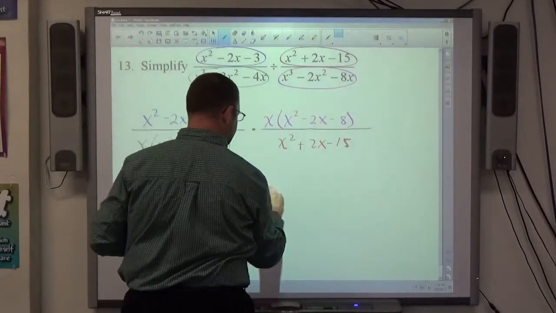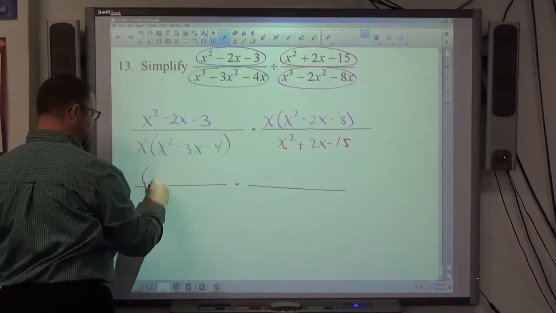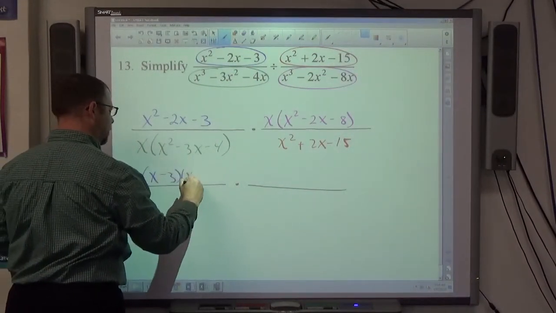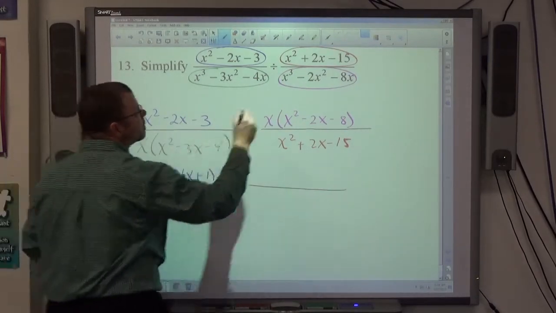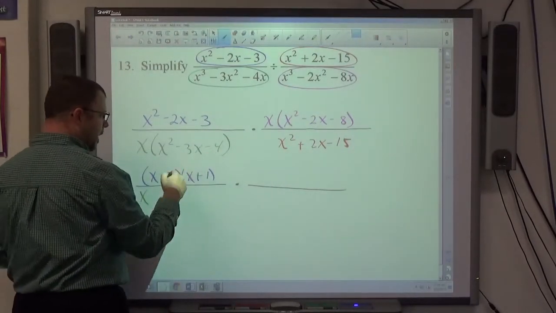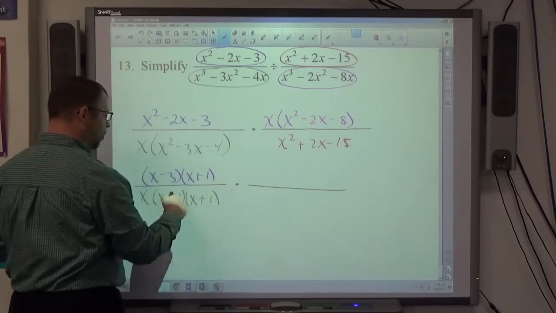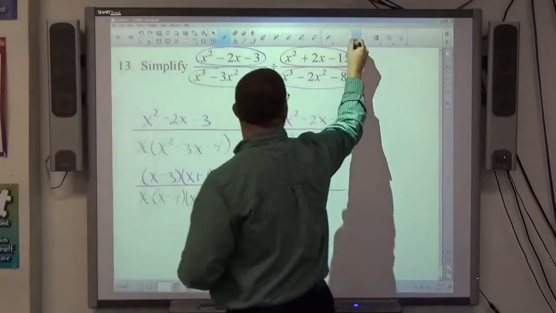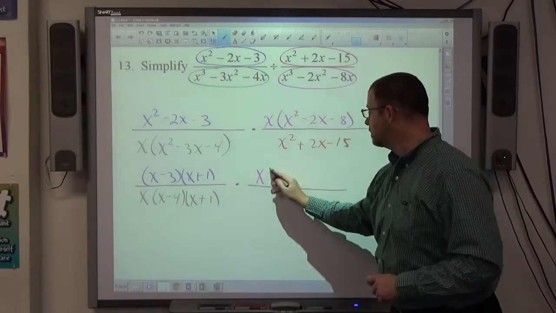So negative 3 times 1 is negative 3, negative 3 plus 1 is negative 2. For the green one, x is already out. Negative 4 times positive 1 makes negative 4. Negative 4 plus 1 is negative 3. For the purple one, negative 4 times positive 2.